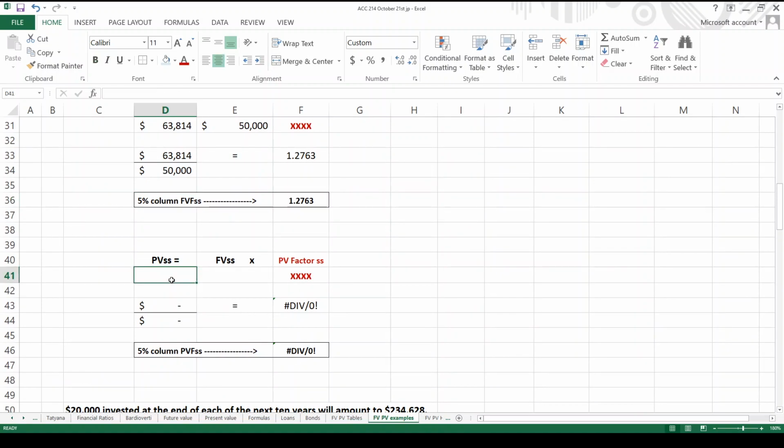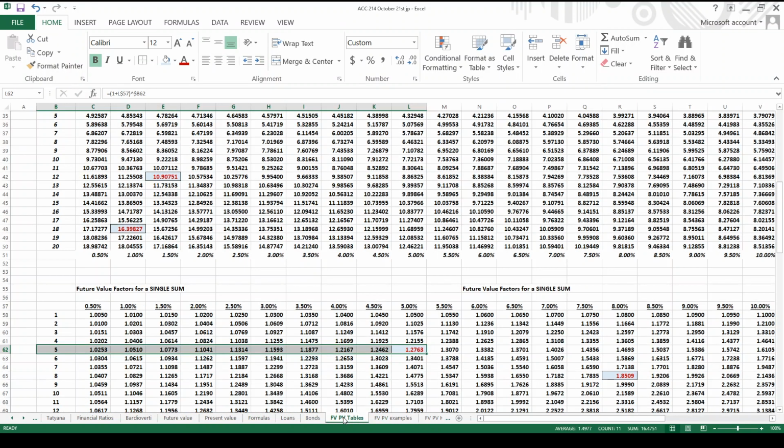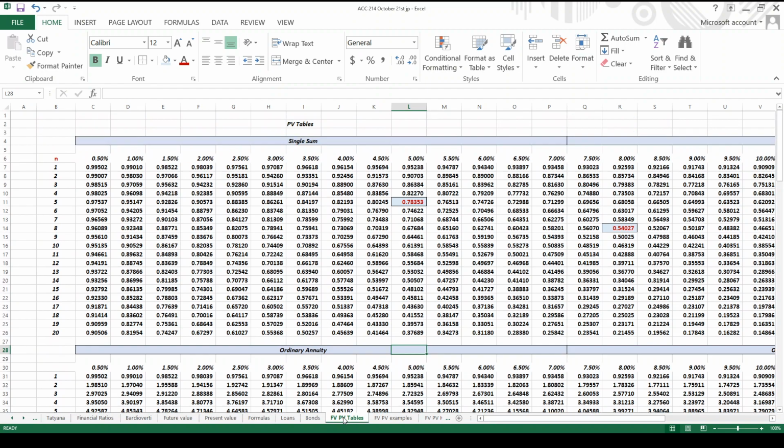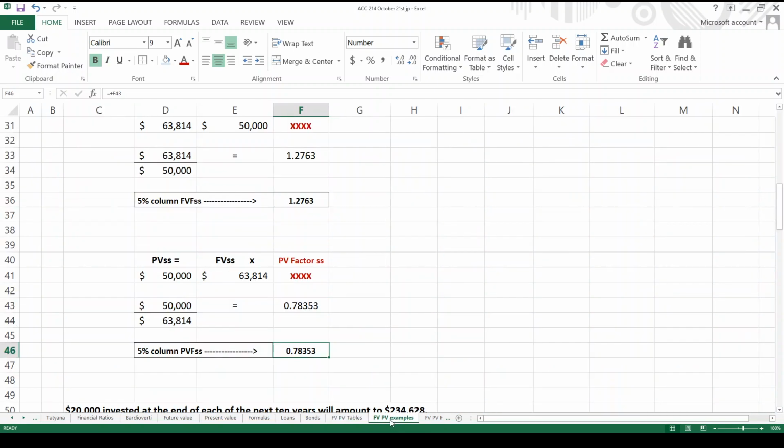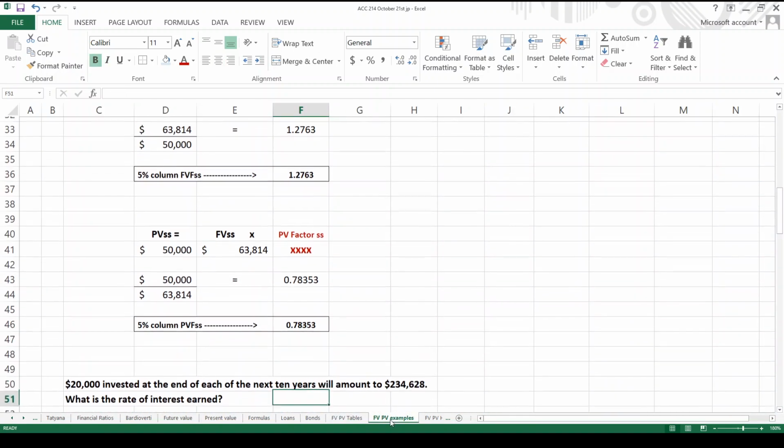So what was the present value? 50,000. And the future value is 63,814. And that gives you this factor, 0.78353. You go to the present value table and look for that number. And there it is in the 5% column. 5 periods. So n is equal to 5 is the final Jeopardy answer. Yeah? Okay. Let's see, what else do we have here?